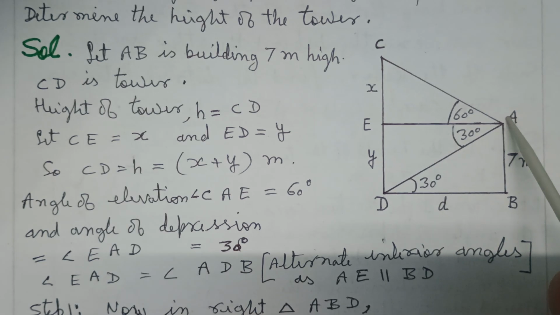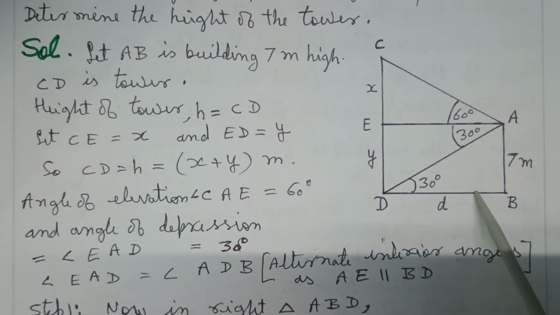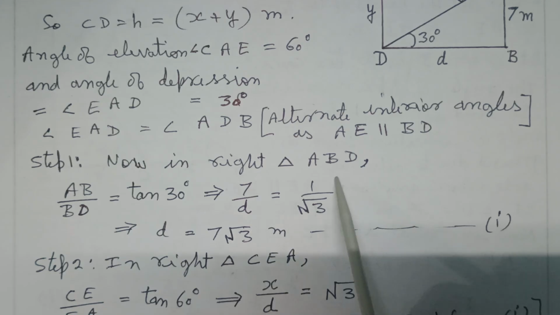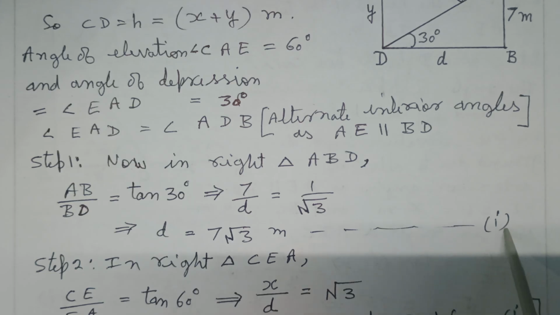So in triangle ABD, AB upon BD is equal to tan 30 degree. This implies, put the value, 7 upon D is equal to 1 upon under root 3, tan 30 is equal to 1 upon under root 3, इसकी value. So this implies D is equal to 7 under root 3 meter. So this is equation 1.